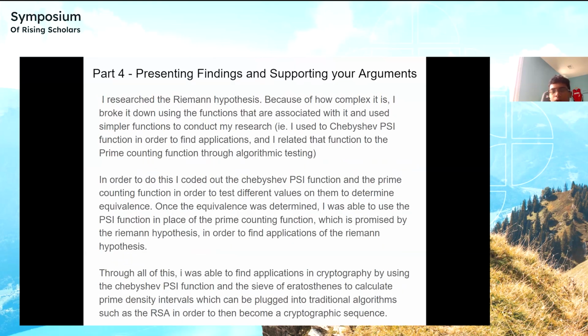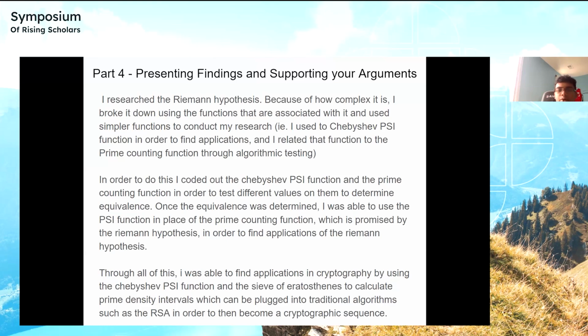While I was researching the Riemann hypothesis, there was something I had to do to simplify it, because you need an understanding of complex analysis to approach anything to do with the Riemann hypothesis. So I had to break it down into functions associated with it and use simpler functions to conduct my research. I used the Chebyshev PSI function to find the applications, and then I related it to the prime counting function, which is closely related to the Riemann hypothesis.